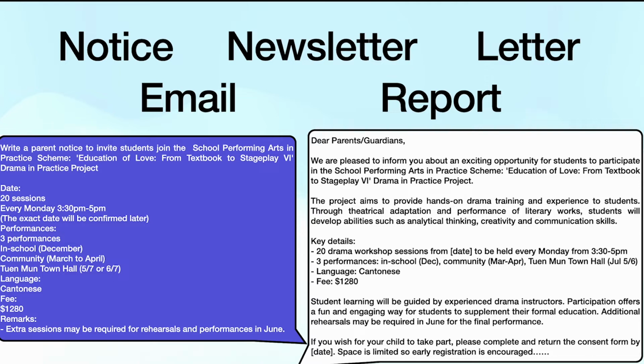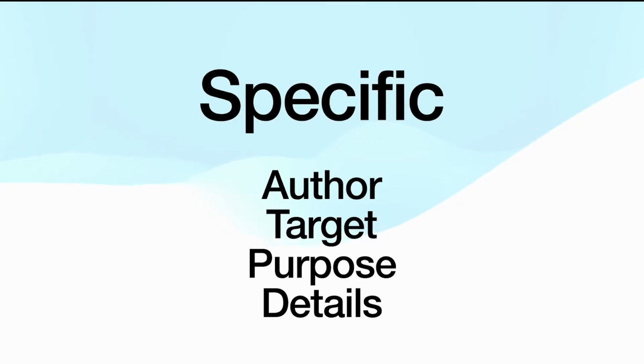So let's say here, there's an example. I need to write a parent notice. Then all I need to do is just tell the AI that, hey, write a parent notice, invite students to join this event. If you don't put enough detail, then the AI will just make up the details for you. So it has to be very specific. Make sure you tell the AI who the author is, and also know your target audience, and also the purpose and details. The more detailed, the more accurate, the better the response will be, okay?